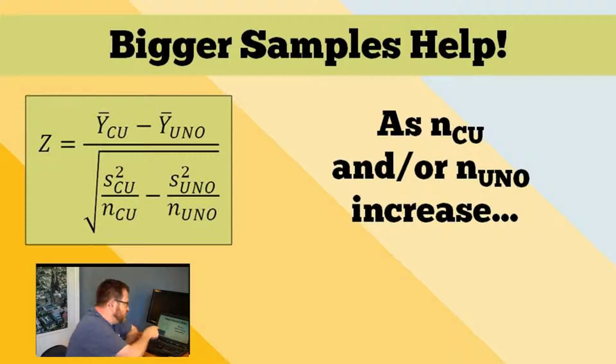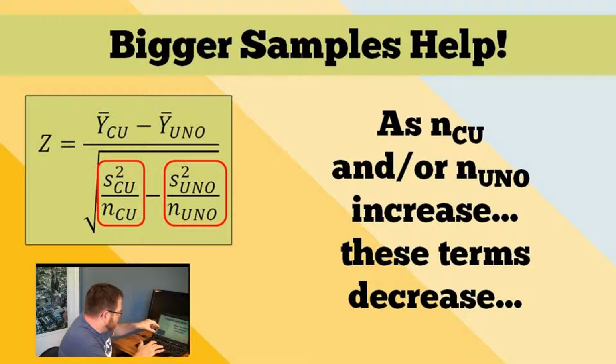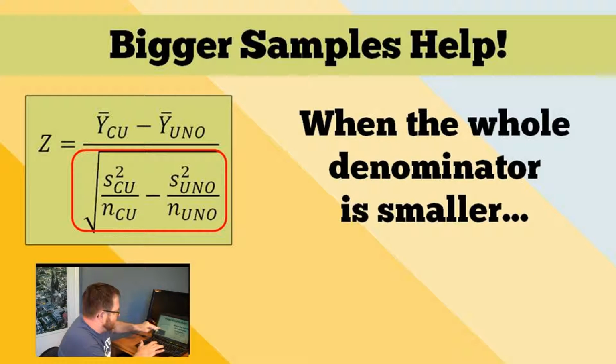And you can actually see this if you take a look at this equation. Again, I told you don't have to memorize the equation, but we're looking at what's going on here. N_CU is the number of Creighton students we measured, and N_UNO will be the number of UNO students we measured. Since they're in the denominator, under the square root, if N for Creighton and N for UNO increase, these terms are going to get smaller, which means this whole denominator is going to get smaller. You're going to be dividing by a smaller and smaller number, and that's going to get Z bigger.